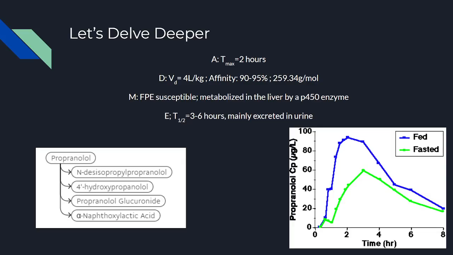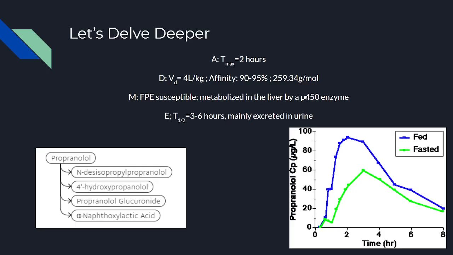And then I've opted to add a molecular weight in there as 259.34 grams per mole. We're going to talk about that later, as this allows it to be small enough to be able to cross the blood-brain barrier. As far as metabolism goes, it is first pass effect susceptible, meaning it's going to be metabolized, just excreted through a couple of factors. Largely, it'll be metabolized in the liver by a P450 enzyme, more specifically CYP2D6. This is going to be metabolized into 4 different metabolites here below in the bottom left.